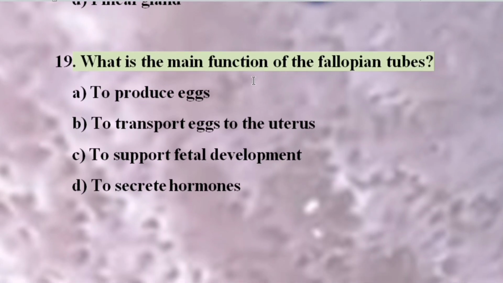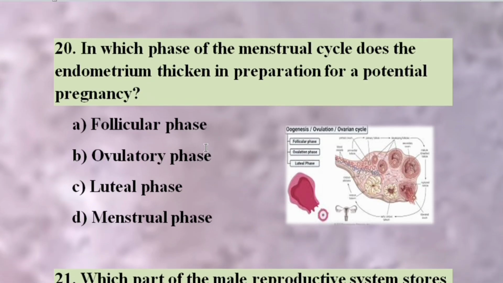What is the main function of fallopian tubes? Alpha, to produce eggs; beta, to transport eggs to the uterus; Charlie, to support fetal development; delta, to secrete hormones. So here the right option is beta, to transport eggs to the uterus. In which phase of menstrual cycle does endometrium thicken in the preparation for a potential pregnancy? Alpha, follicular phase; beta, ovulatory phase; Charlie, luteal phase; delta, menstrual phase. Right option is Charlie, luteal phase.